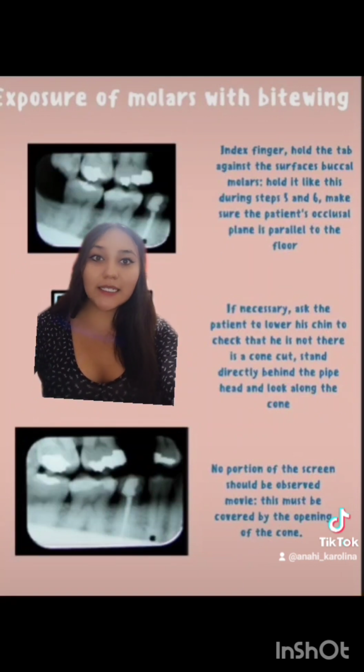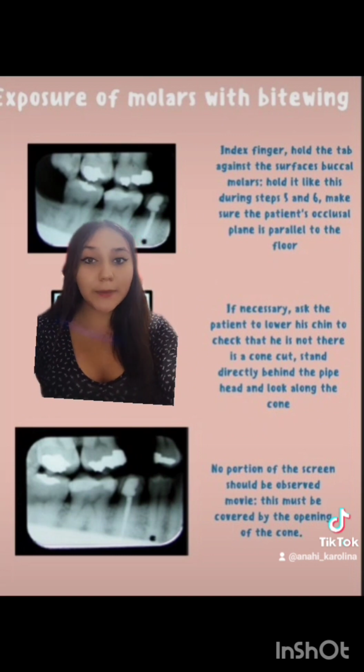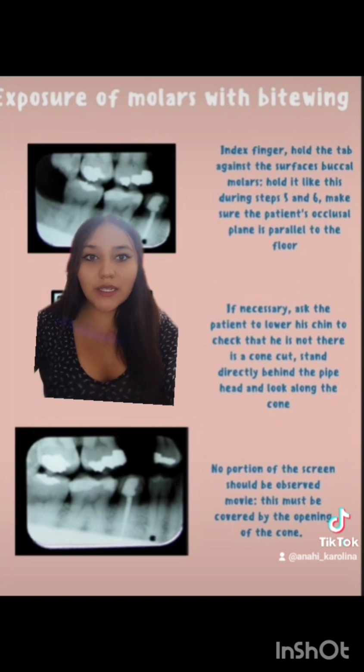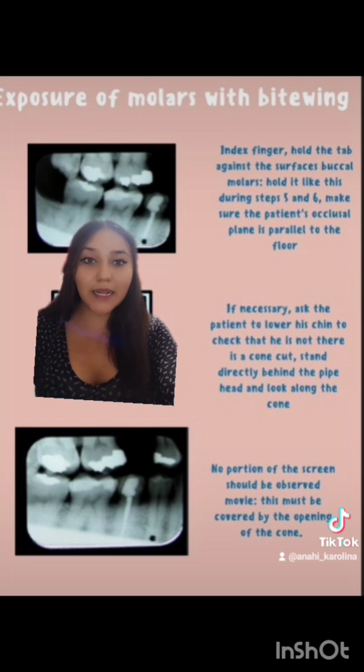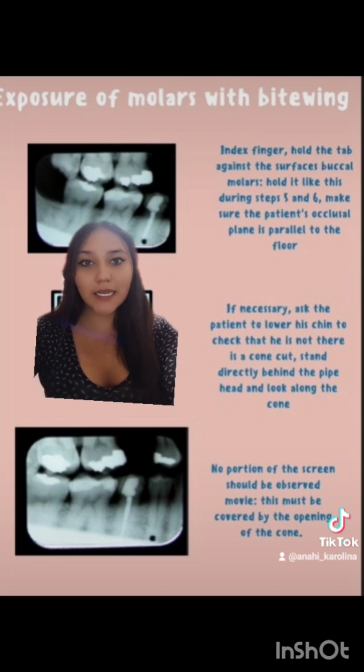After that, place the index finger on the tip of the film, on the buccal surface of the molar, and hold it like this during steps 5 and 6. Make sure the patient's occlusal plane is parallel to the floor. After that, if necessary, ask the patient to lower his chin to check that it can cut.